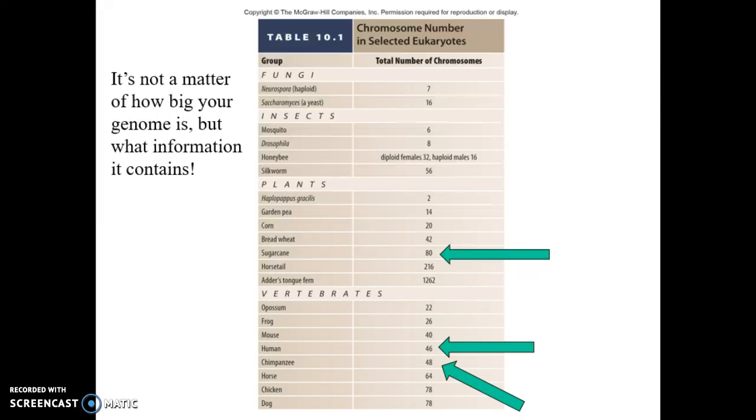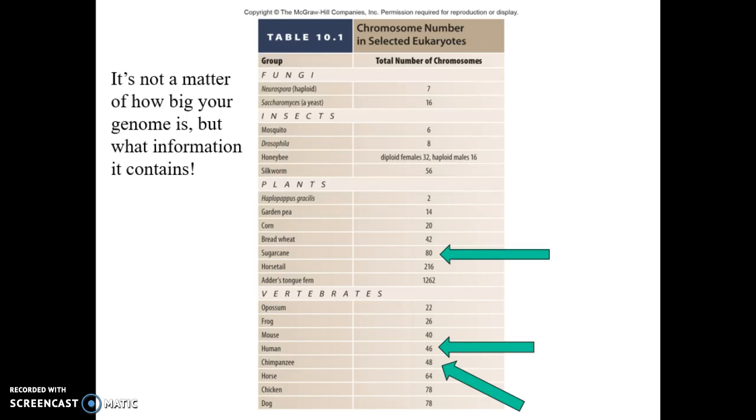So just a couple examples highlighted on the table here. Humans, we have 46 chromosomes, 23 pairs, or we say 46. Chimpanzees actually have more chromosomes, more DNA than us. They have 48. Look at something like the sugarcane plant that gives us sugar, what we use for cooking and consumption: 80 chromosomes. That's a whole lot of chromosomes. Mosquitoes, though, pretty simple, 6 chromosomes. Drosophila, those fruit flies, only 8.